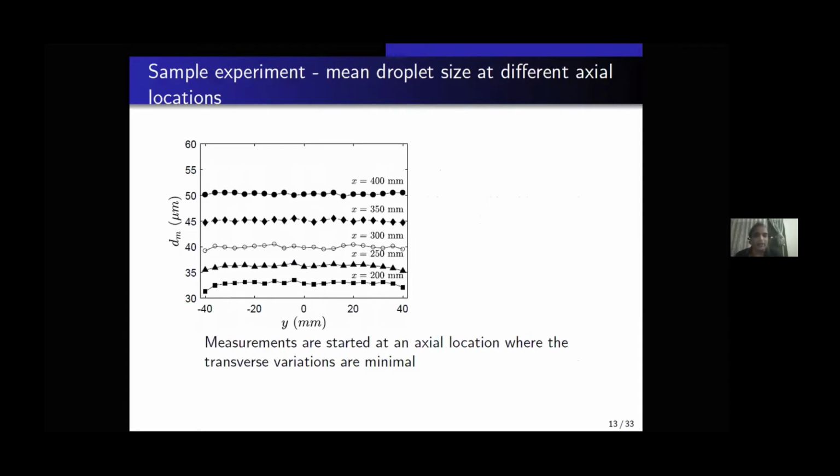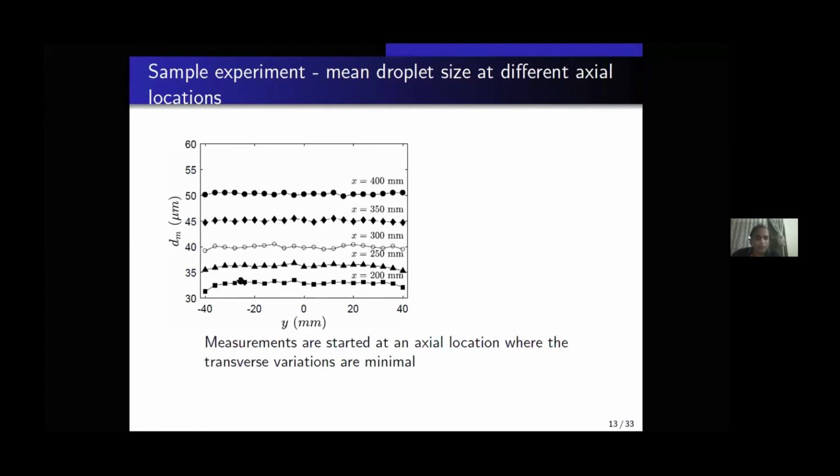Okay, so these are measurements from a single sample experiment. What you do is start measurements at an axial distance of 200 mm from the spray nozzle. And as I said, we are going to focus on the region in which, in the transverse direction, there is no variability of the flow. And that's evident here. This is the mean diameter. These are based on the phase Doppler interferometry measurements, PDA measurements. And you're plotting the mean diameter as a function of the transverse coordinate y. 0 indicates the center of the spray. And you see that this is more or less invariant in the y direction at x equals 200 mm.